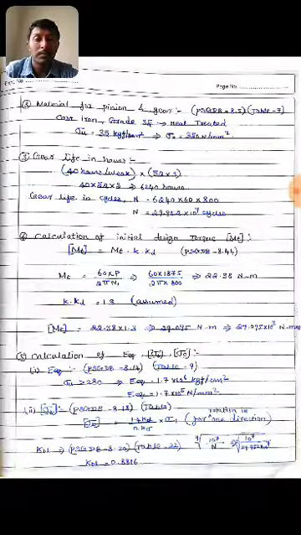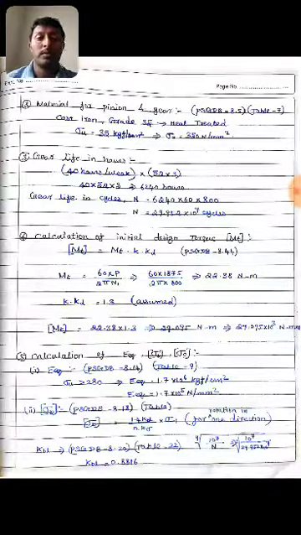Next, step 2. Material for pinion and gear. From the PSG data book page number 8.5 from the table 7, cast iron grade 35 heat treated is selected. Sigma U is equal to 35 kgf by mm square. So we change into Newton per mm square. Sigma U is equal to 350 Newton per mm square.